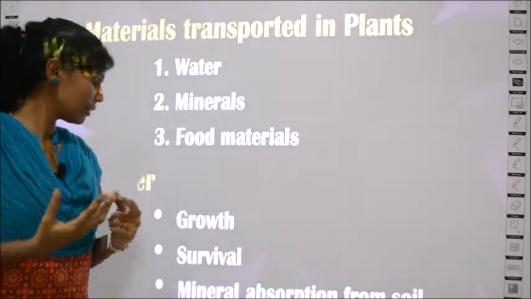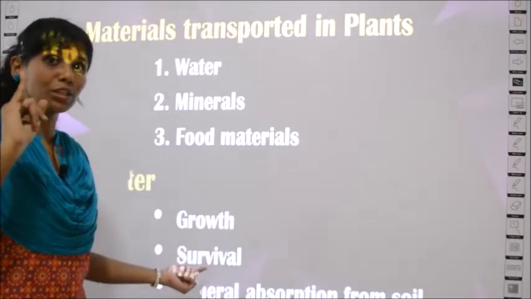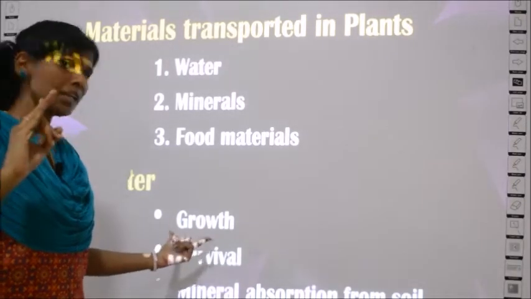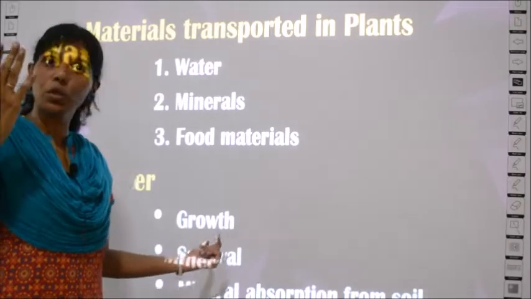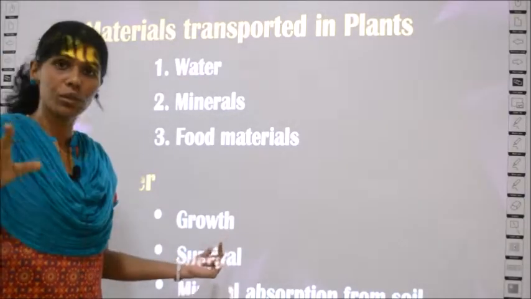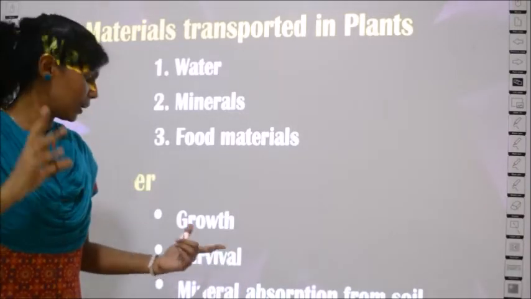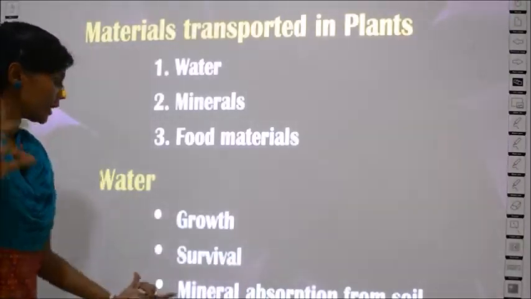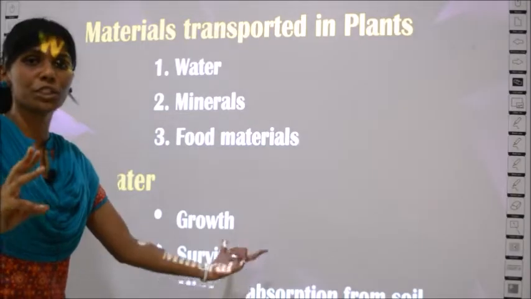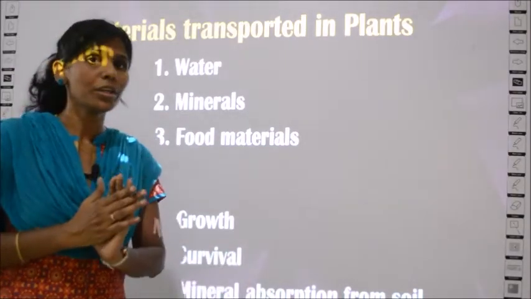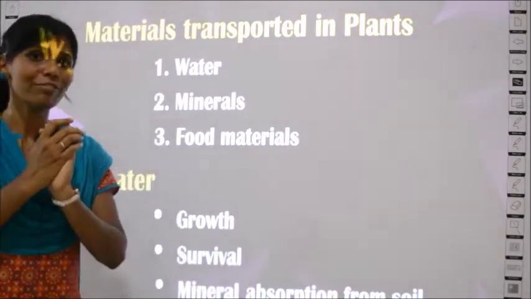So what did I tell you? First, water is essential for survival. Second, water is essential for growth. Even if it survives, if you don't supply it with sufficient water, it will not grow properly. So it has to grow. Number 3, mineral absorption from the soil. The third point is mineral absorption from the soil.